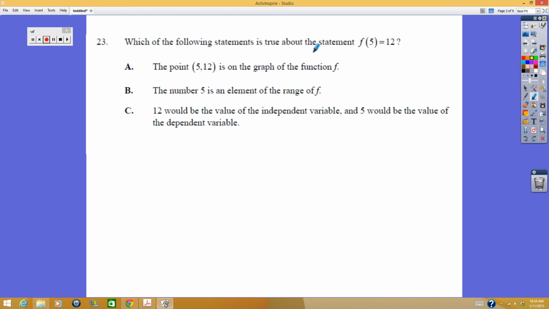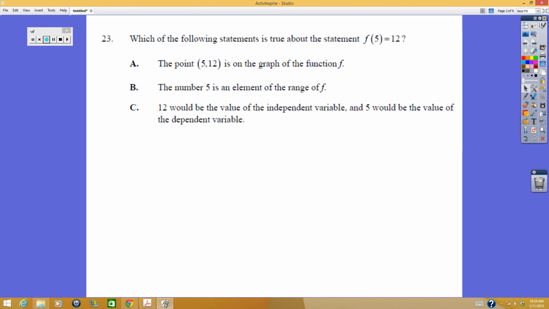Alright, number 23. So which of the following statements is true about the statement f of 5 equals 12? Okay, so let's work on this. Remember, I always tell you guys x is inside of here, and that is y. So the coordinate for that would be the x value of 5 and the y value of 12. So the point 5, 12 is on the graph of the function f. That's just basically fancy for saying the point 5, 12 would be on the graph according to that. And that's true. That's what I just wrote down.